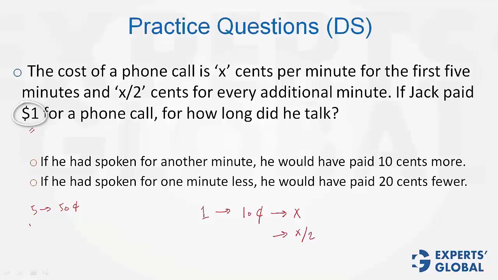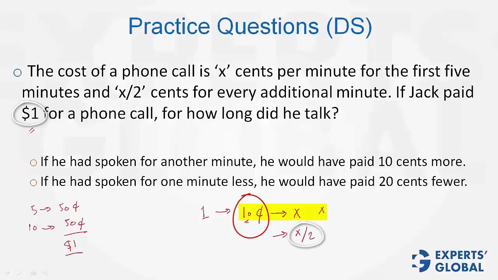Therefore, he should have spoken for another 10 minutes, for the next 50 cents to make it a $1 bill. But if this were the case, then for an additional minute, because he spoke for more than 5 minutes, the additional minute would not cost him 10 cents, it would cost him 5 cents, and therefore 10 cents cannot be the value of X. So this particular condition can be eliminated.